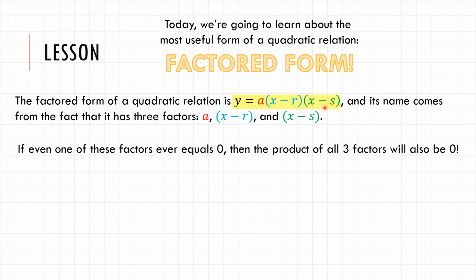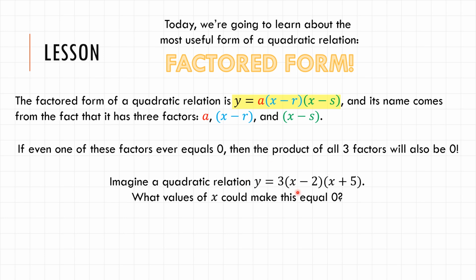And just like we saw in our previous slide, if even one of these ever equals 0, the product of all of them will also be 0. It doesn't matter what the other ones are. So let's imagine this quadratic relation. Okay, y equals 3 times x minus 2 times x plus 5. What are some values of x that could make this equal 0?